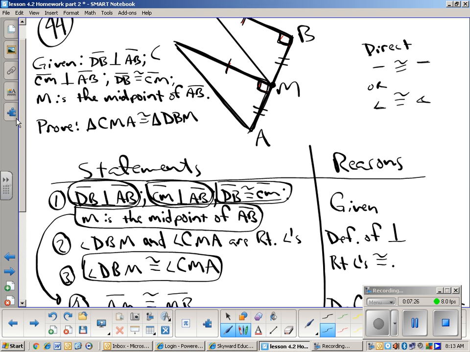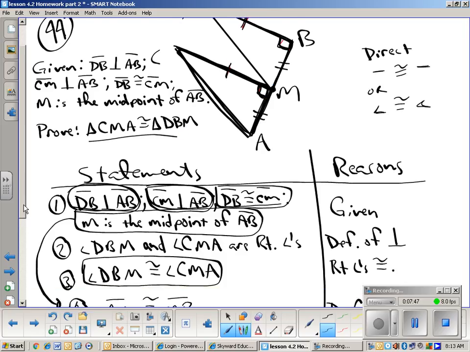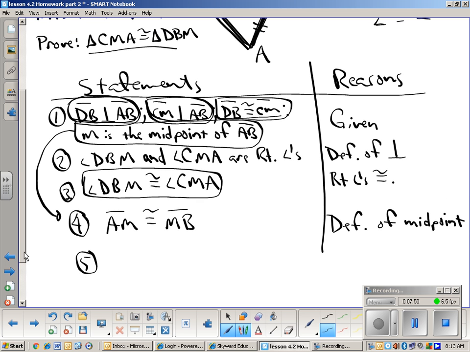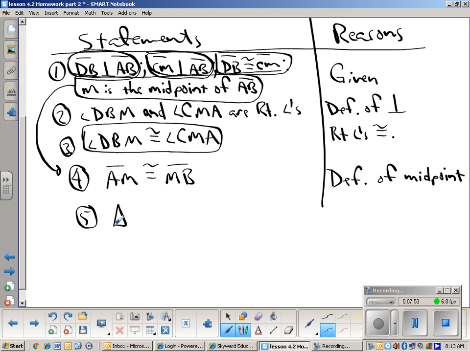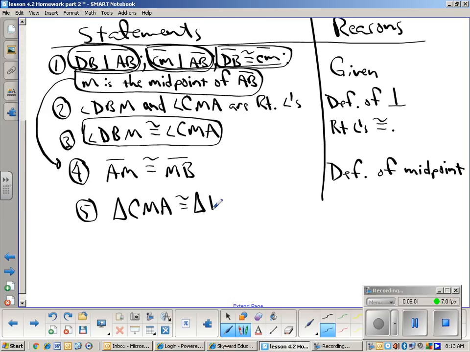Now when I go back to this picture, how many facts do I have in this bottom triangle now? 3. And how many in the top one? 3. Are they corresponding? Yep. And so what rule tells me these triangles are congruent now? Side, angle, side. We have one mark, an angle in between, and then two marks, right? In both pictures. So now we're ready to say triangle CMA is congruent to triangle DBM by side, angle, side.